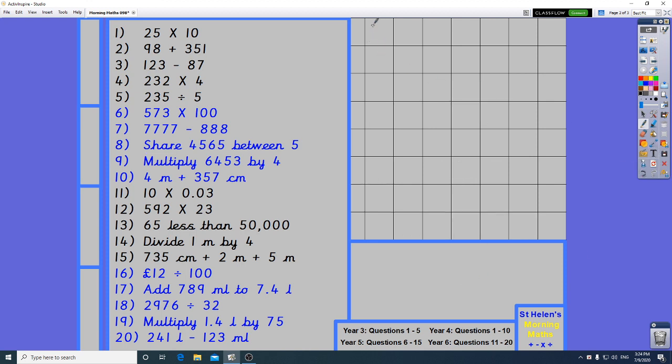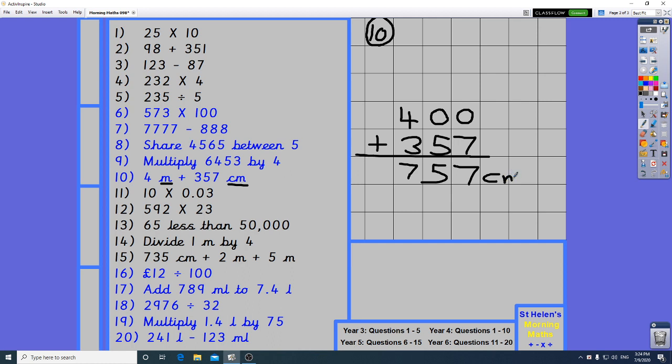Question 10, be careful of this. You can't just do 4 plus 357 because 4 meters is meters and 357 centimeters is centimeters. They're not the same, so we have to convert them. So I'll say 4 meters is 400 centimeters, and I'll do the whole thing in centimeters because then I can easily add 357 centimeters. Get a nice easy add with no carrying, and the answer is 757 centimeters.